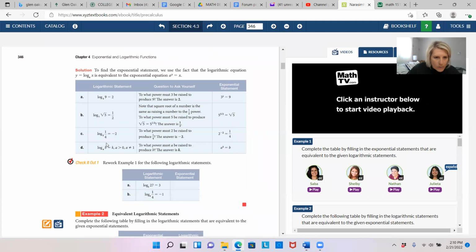And then we just have a general one here. Log base a of b equals k. So a has to just be greater than 0 and not equal to 1. To what power must a be raised to produce b?